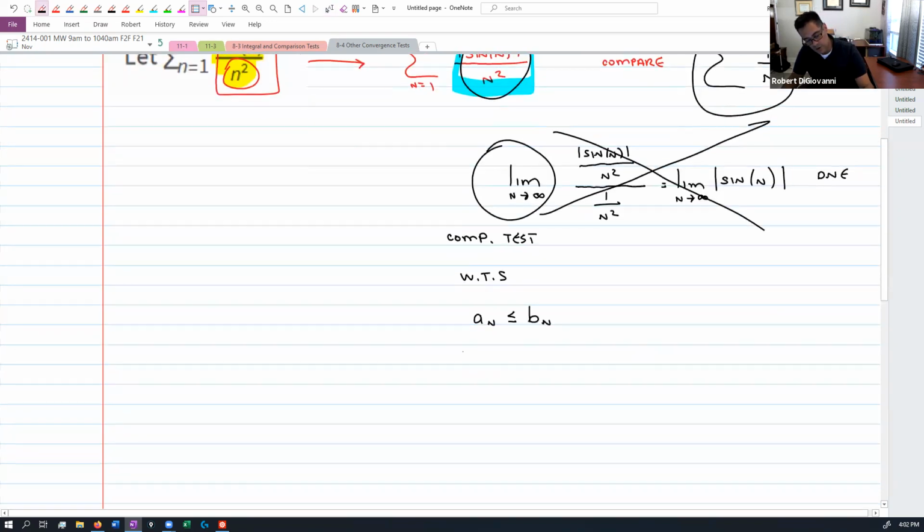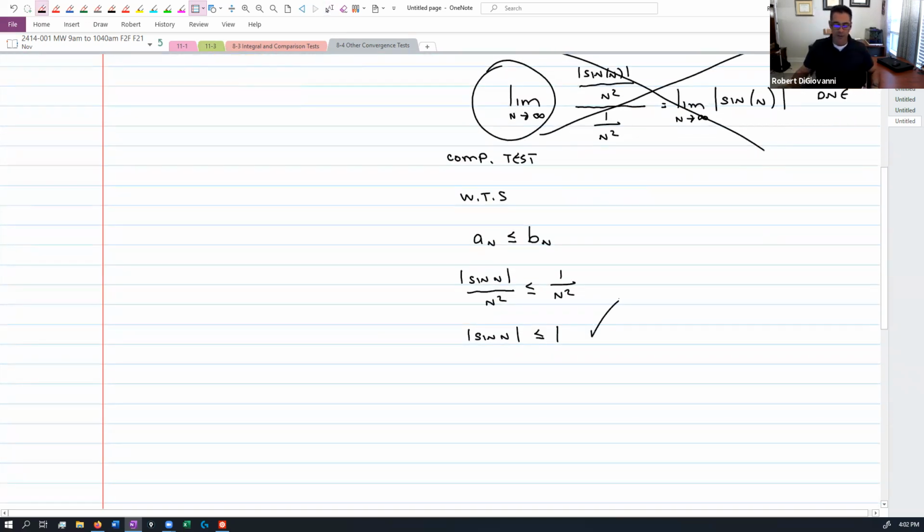So that means I want to show that the absolute value of sine of n over n squared is less than or equal to 1 over n squared. I can multiply both sides by n squared. I get the absolute value of sine of n is less than or equal to 1. And that is always true because the sine function is bounded between -1 and 1. And so when you take the absolute value of it, it's got to be at most 1, and it's got to be bigger than or equal to 0. So that is always true for all n, doesn't matter.